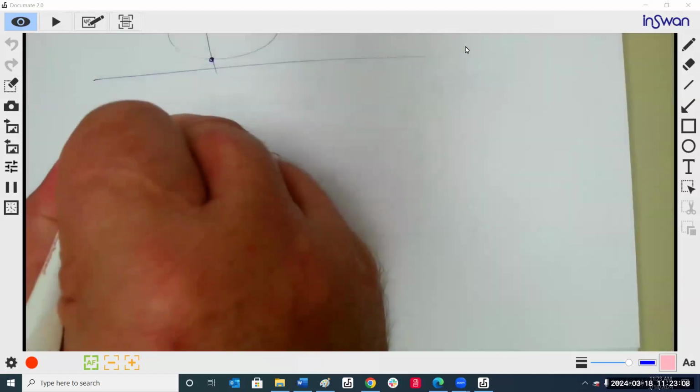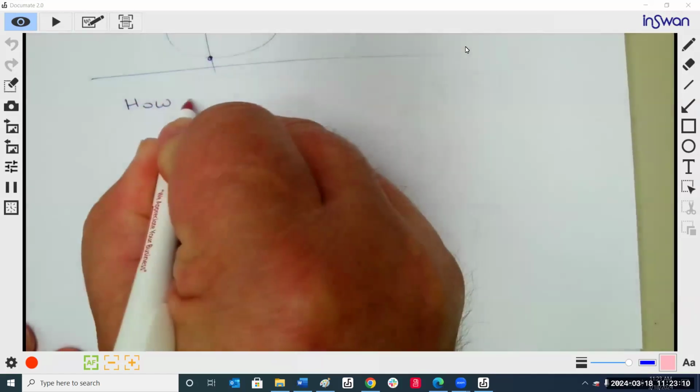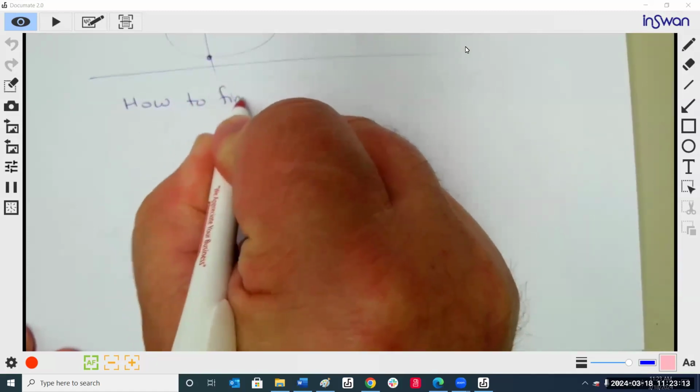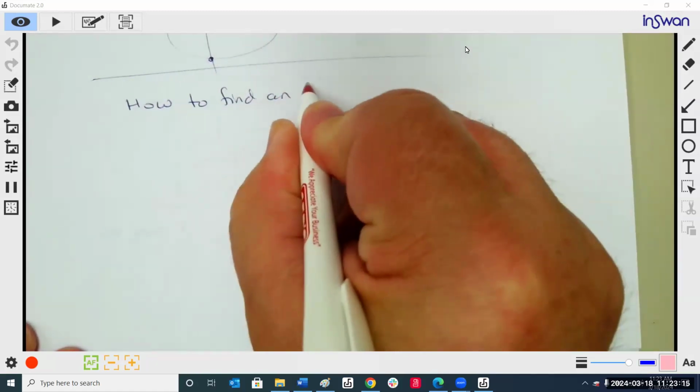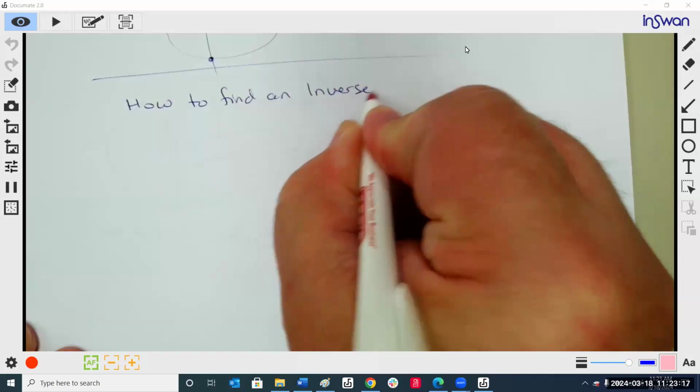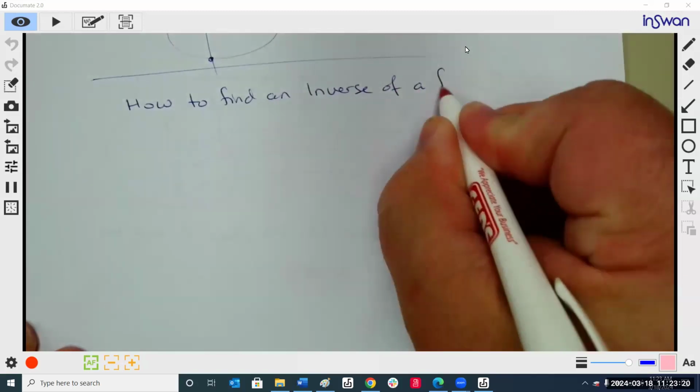Now, how to find an inverse of a function?